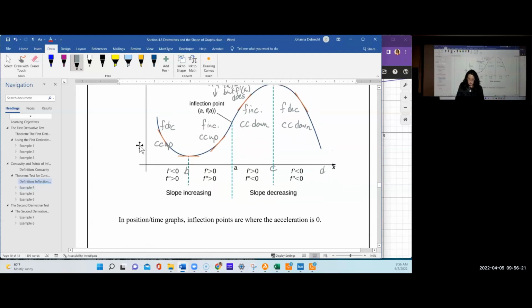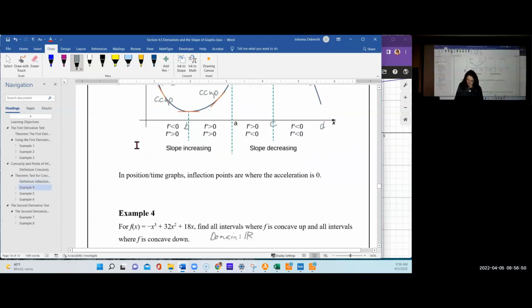Now, when we're talking about position time graphs, which you have on your exam coming up tomorrow, the inflection points are where the acceleration is 0. Why? Because acceleration is the second derivative. So the inflection point is where the acceleration is 0. That's where you pulled your foot off the gas, but you haven't put it on the brake. You're not accelerating or decelerating. The acceleration is 0.